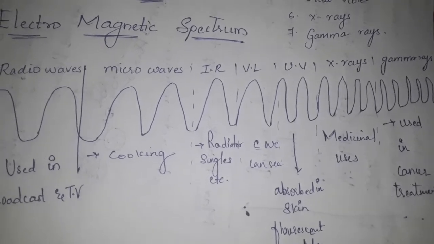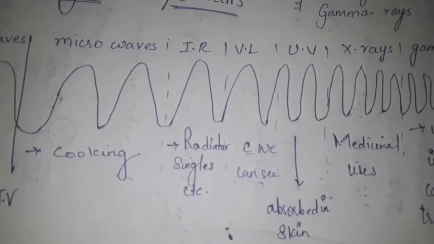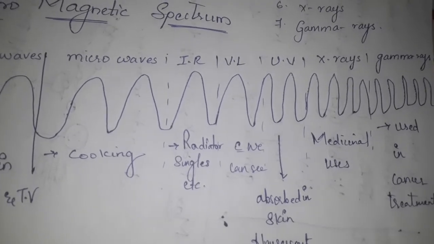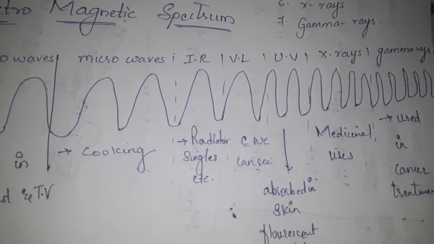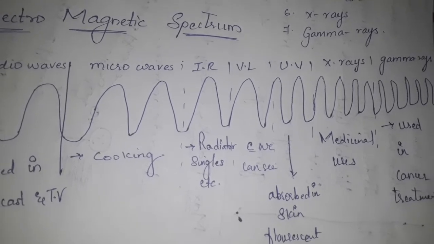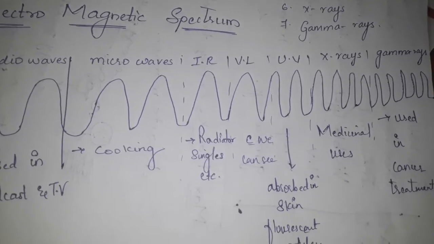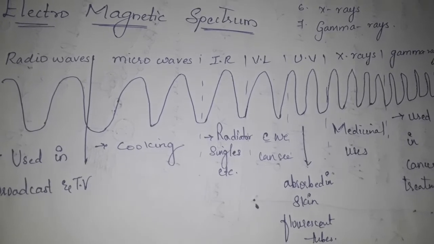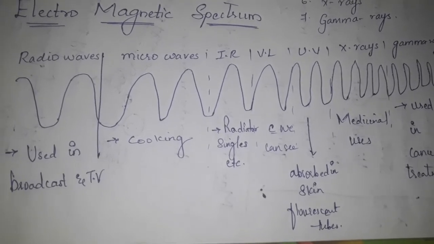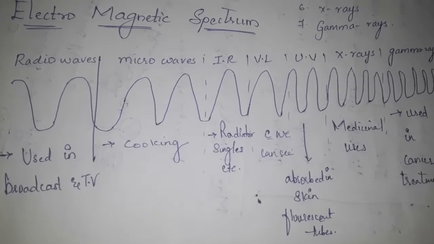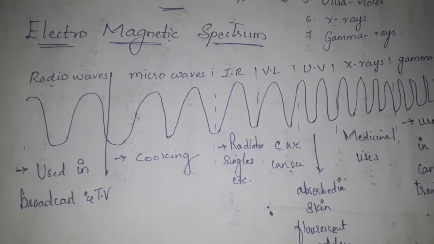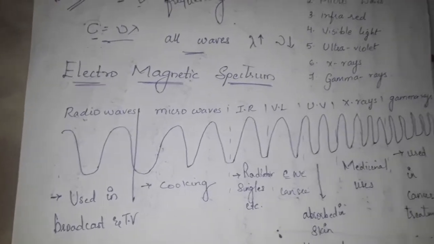Then X-rays, we obviously know what X-rays are. In medicinal use, whenever we get hurt, we get an X-ray done, through which we can observe our bone damage and all. And gamma rays, this is very important, children. You have to know where gamma rays are used. Gamma rays are used in cancer treatment. Yes, children, it is used in cancer treatment.